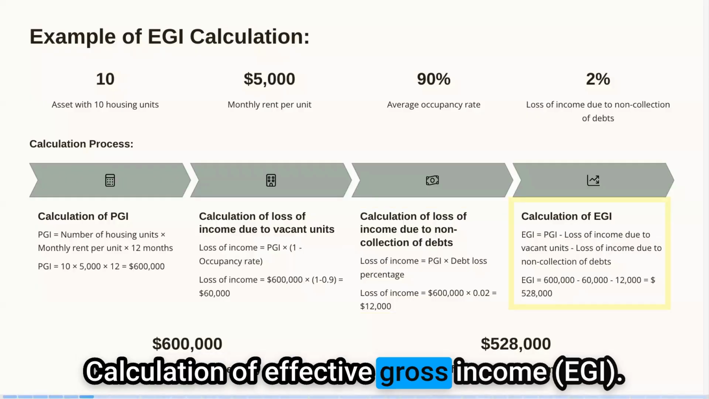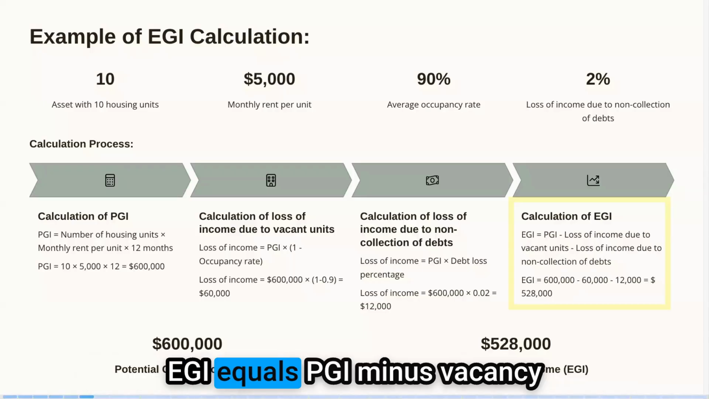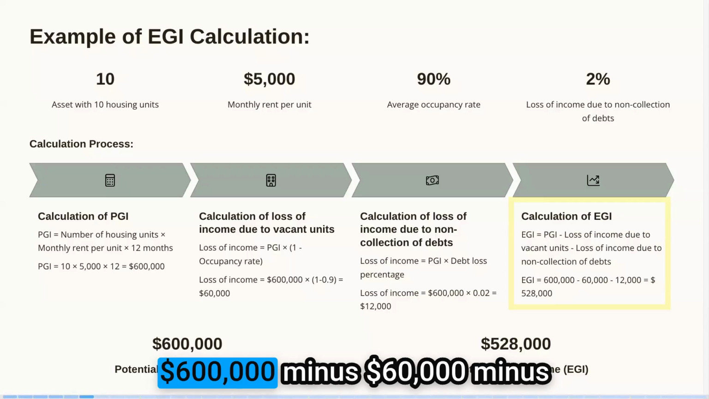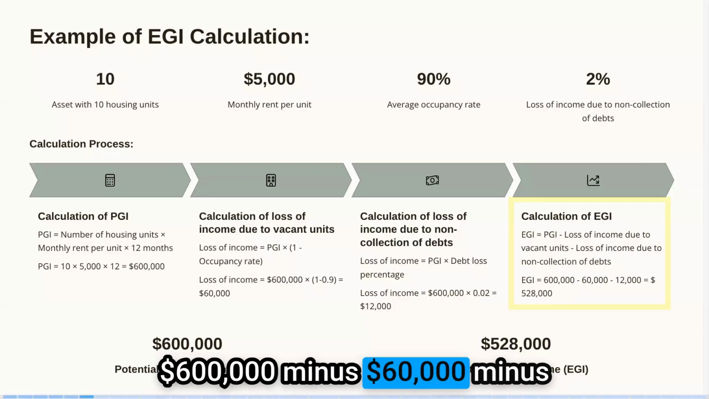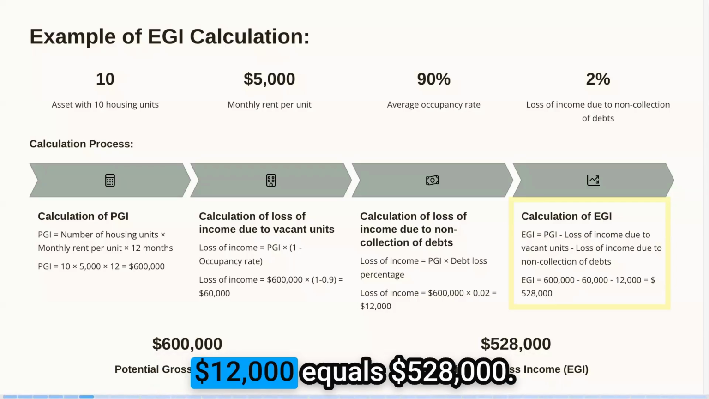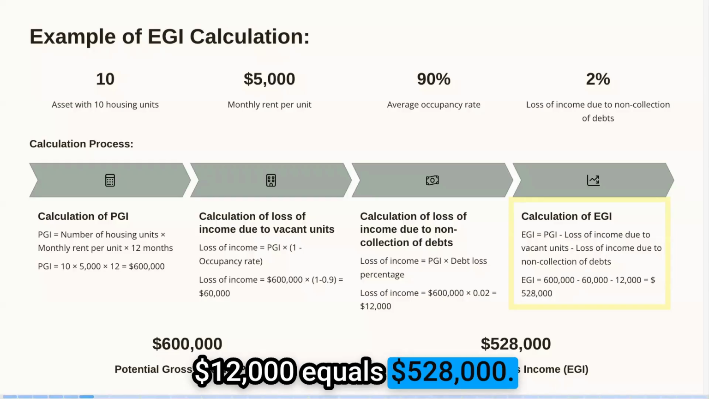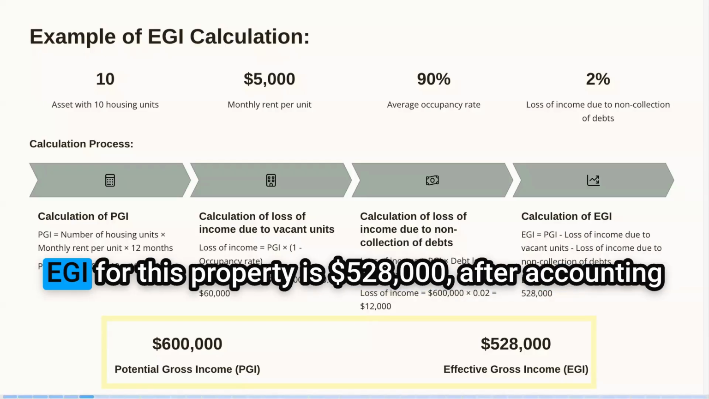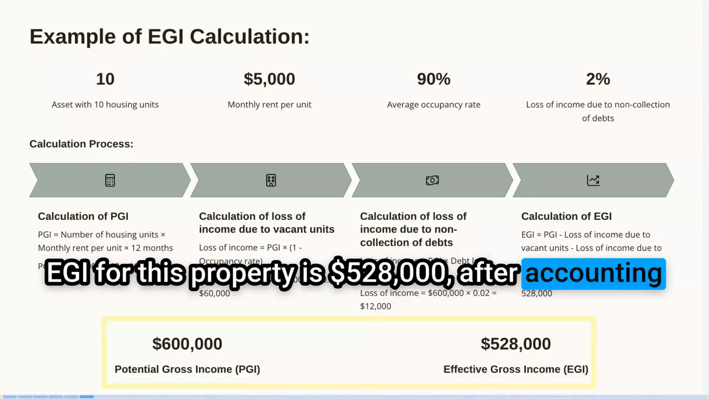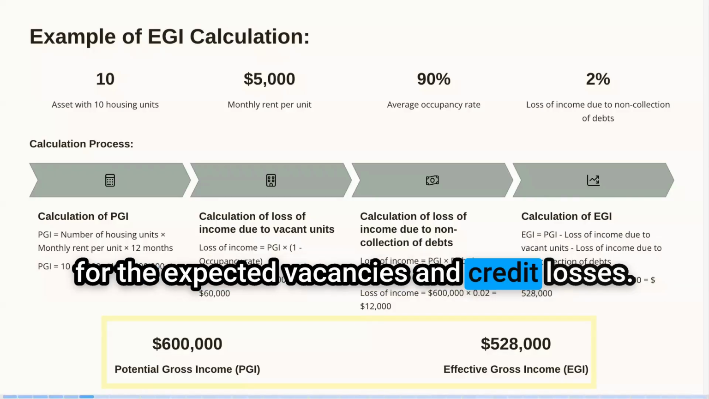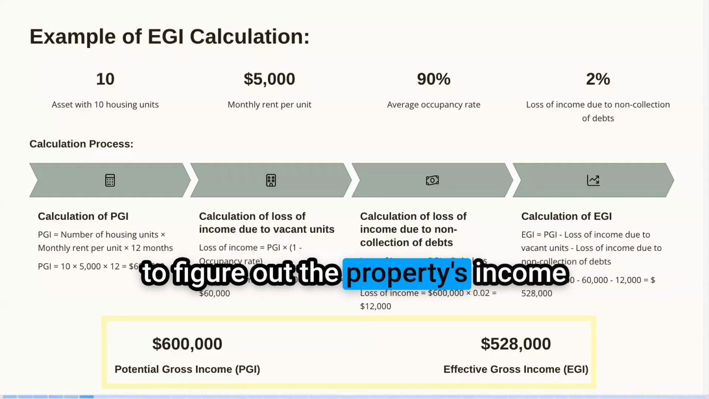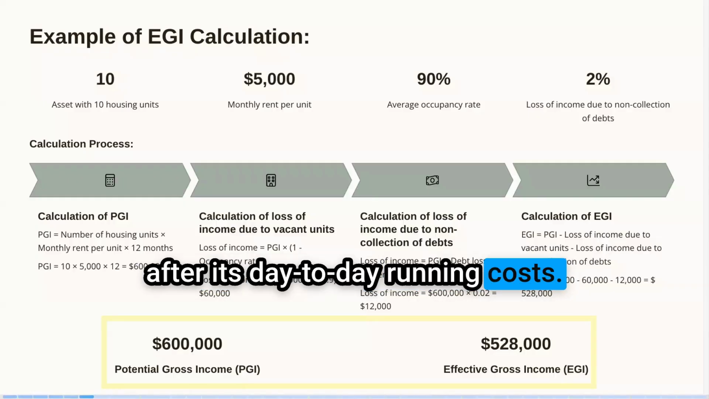Calculation of effective gross income, EGI. EGI equals PGI minus vacancy loss minus credit loss. $600,000 minus $60,000 minus $12,000 equals $528,000. So while the PGI was $600,000, the more realistic EGI for this property is $528,000 after accounting for the expected vacancies and credit losses. This EGI figure is what we then use to figure out the property's income after its day-to-day running costs.